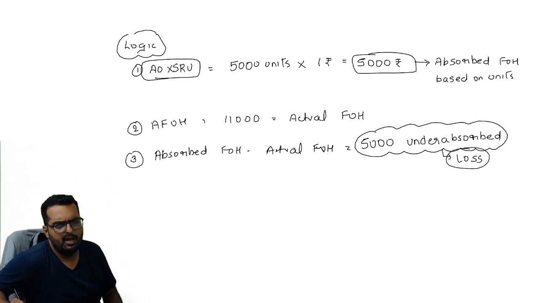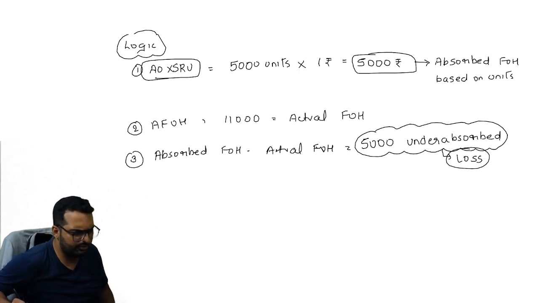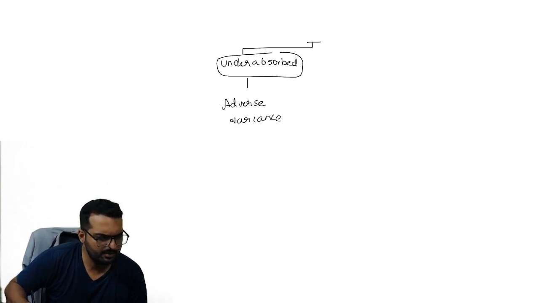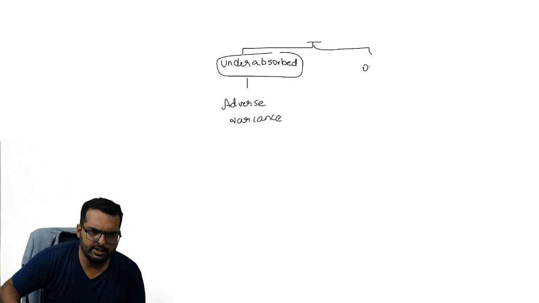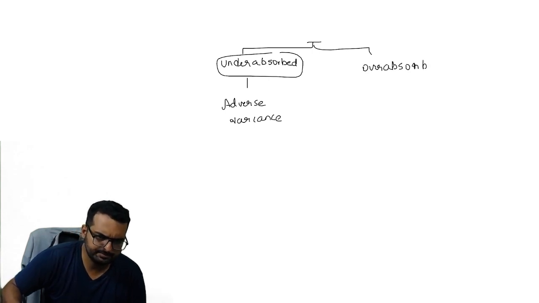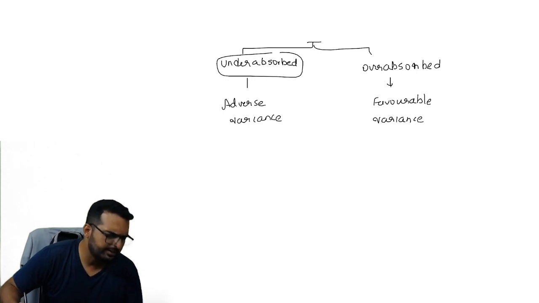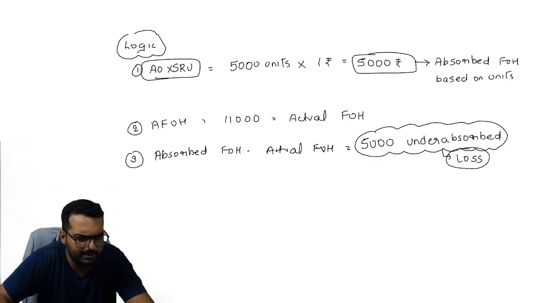I don't know if you remember, under absorbed we used to transfer it to costing P&L account. If you remember this in your inter costing, it is a loss. So friends, whenever it is under absorbed, under standard costing, we will get adverse variance. I will repeat again, Anaka. If it is over absorbed, we will always get favorable variance. Anaka, can you please raise your hands and interact with you and explain to you?